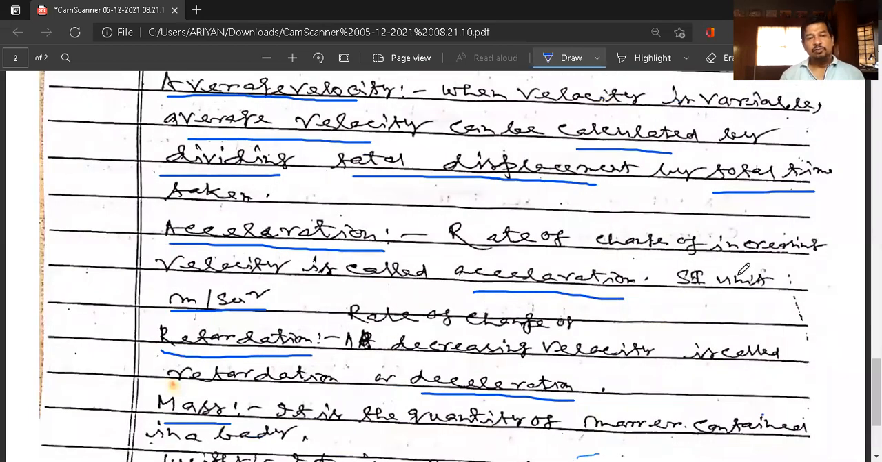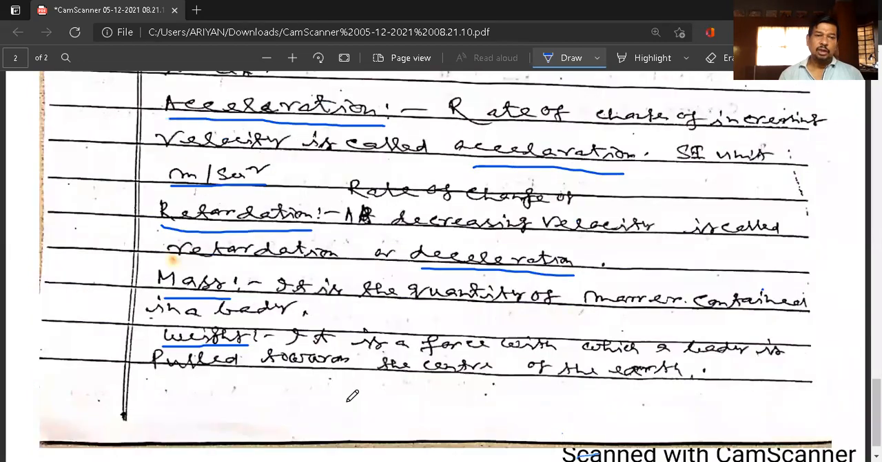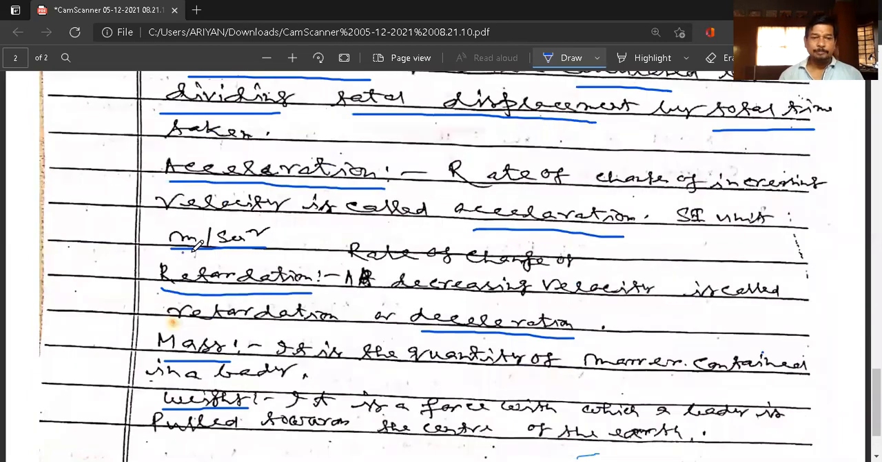Acceleration: rate of change of velocity is called acceleration. What is acceleration? Rate of change of increasing velocity is called acceleration. Rate of change of decreasing velocity is called retardation. The unit of both is the same. The SI unit is meter per second square.